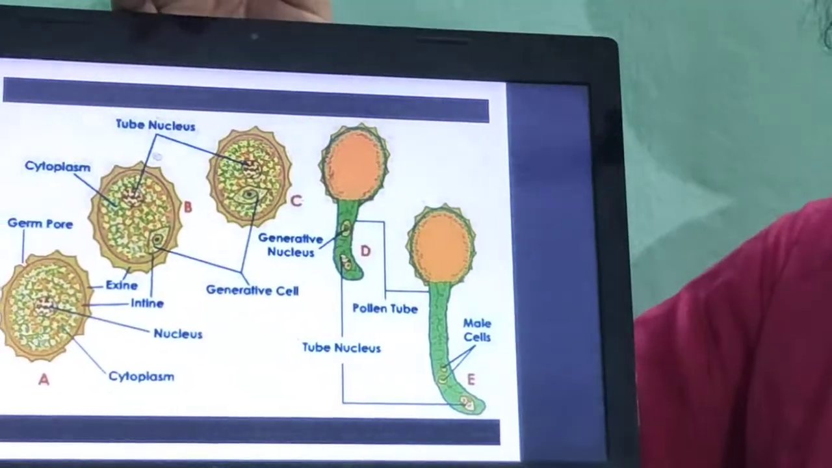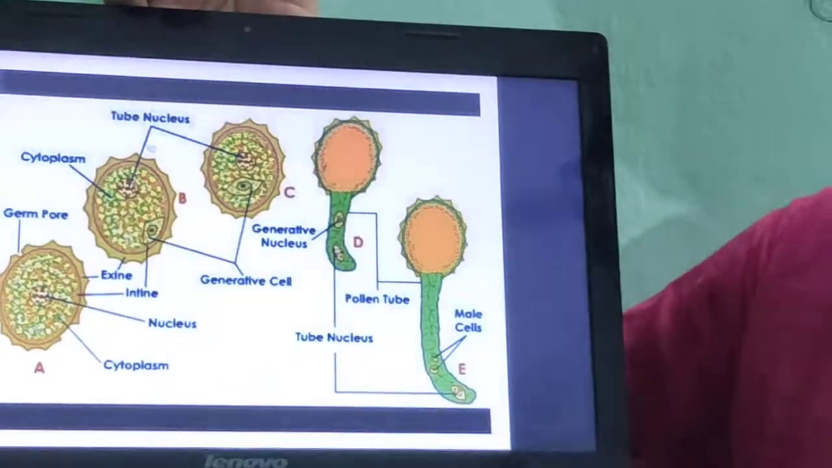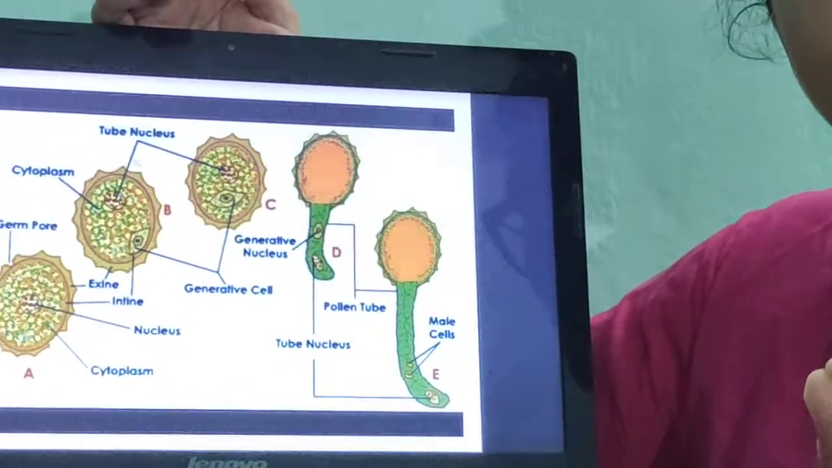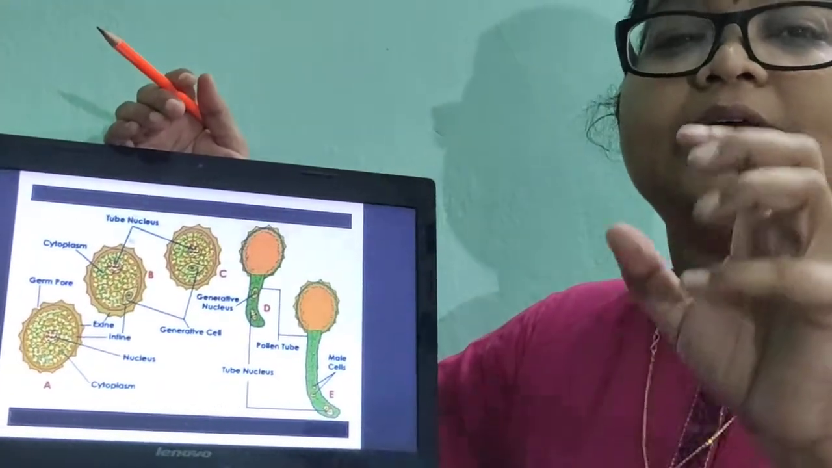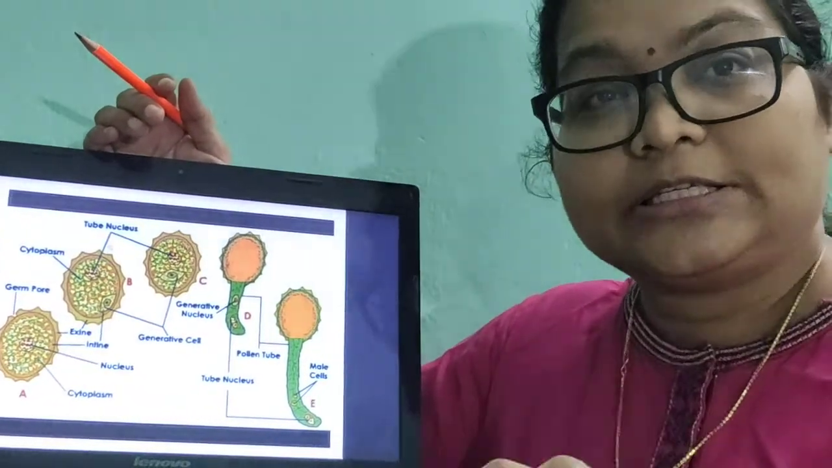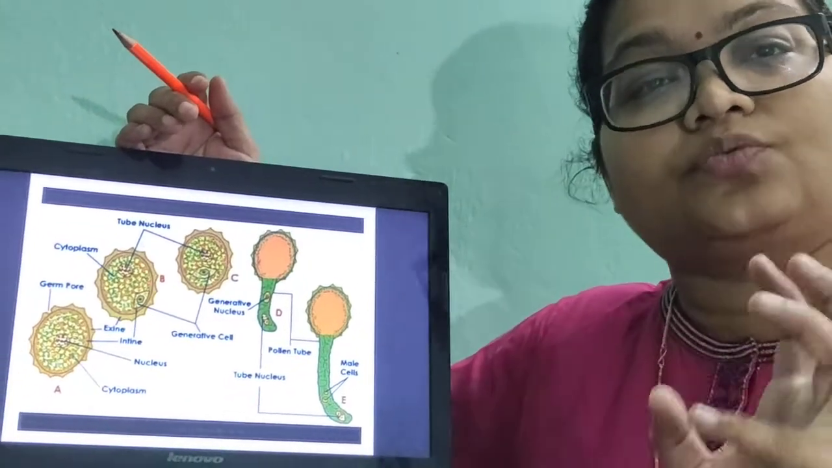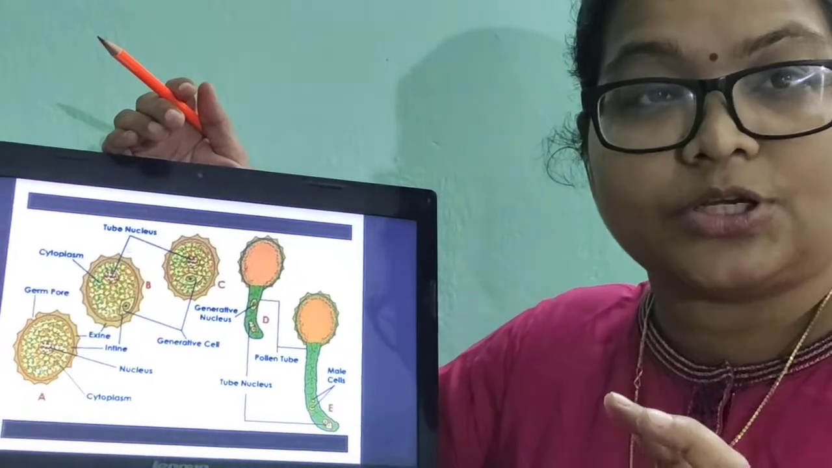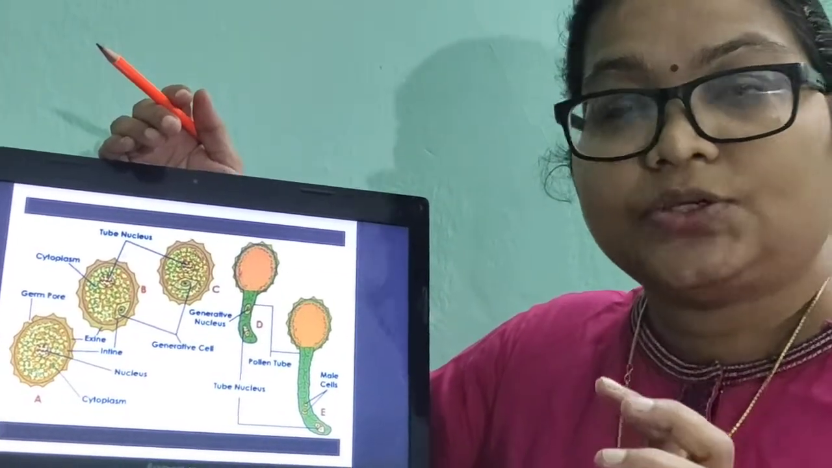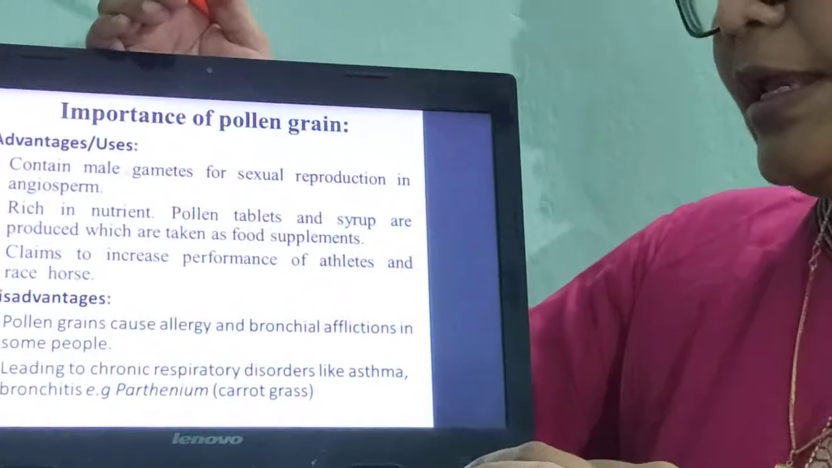So that means in the case of a two-cell pollen grain released from the anther, when it falls on the stigma, it absorbs nutrition and germinates to form a pollen tube. Inside the pollen tube there is the formation of male gametes. So this is about the pollen grain.